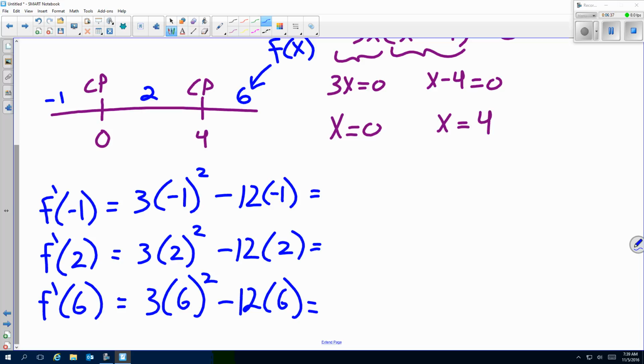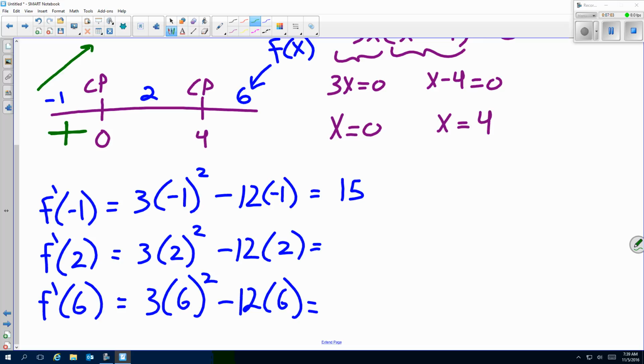3 times negative 1 squared is a positive 3. And then negative 12 times negative 1 is a positive 12. That gives me a positive 15. Now, I am very happy about the fact that this number is positive. And I don't really care that it's 15 so much as that I care that it's positive. So that means we have a slope that goes up.